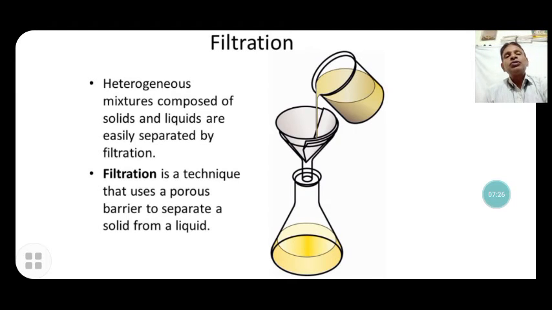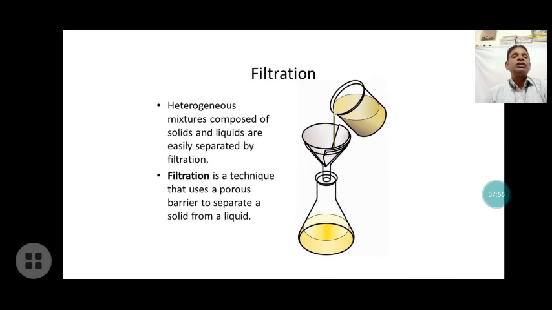Mixtures composed of a solid and a liquid are easily separated by filtration. Filtration is a technique that uses a porous barrier to separate a solid from a liquid. The liquid is smaller in size and the solid is bigger in size. The liquid passes through the pores of the filter, but the insoluble particles, which are bigger in size, are left behind on the filter. That is the common process of separating a solid and a liquid.